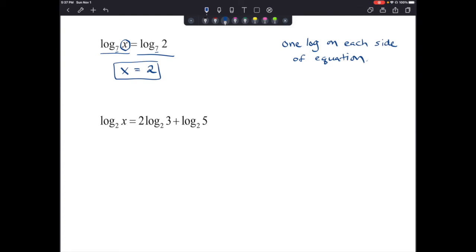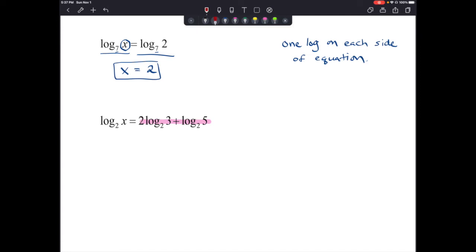All right, the next one says log base 2 of x equals 2 times log base 2 of 3 plus log base 2 of 5. So we're going to need to first start out by looking at this right side, right? We need to use the previous properties there. We're going to combine those into one statement.